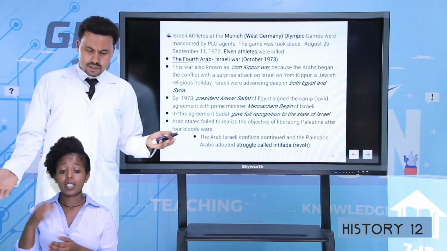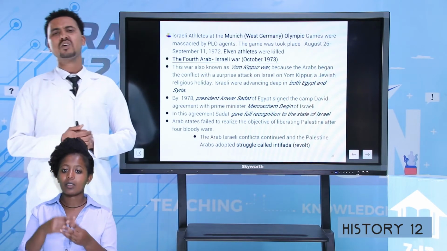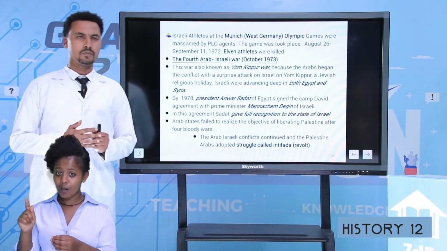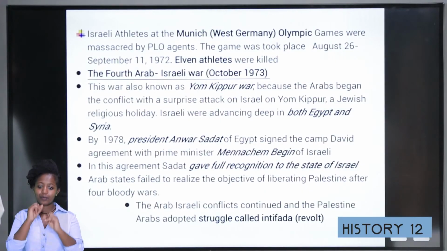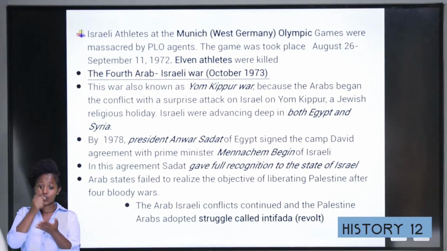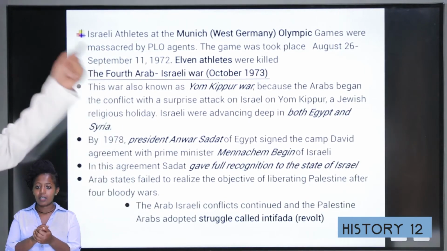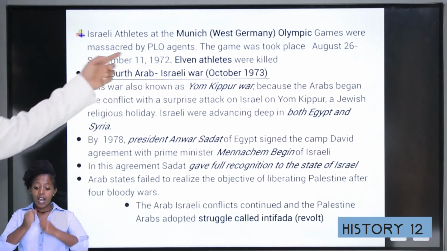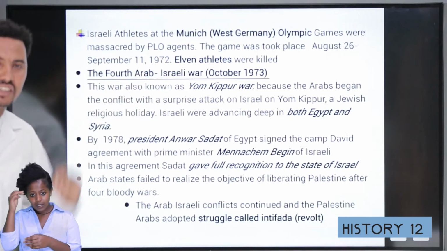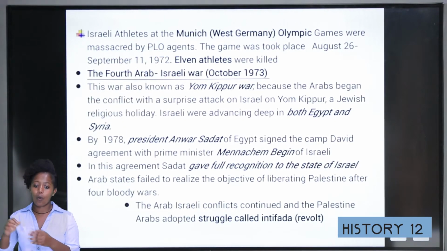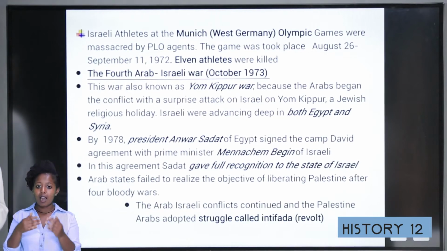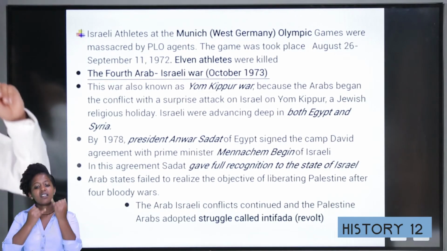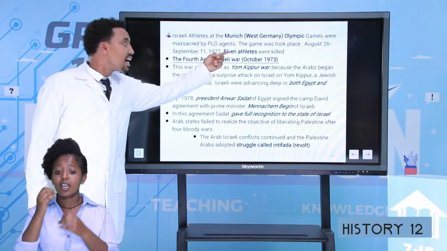In 1972, there was the Munich Olympics in West Germany. At the Munich Olympics, the Israeli athletes were massacred by PLO agents. The Palestine Liberation Organization agents attacked Israeli athletes. Israel lost 11 athletes.